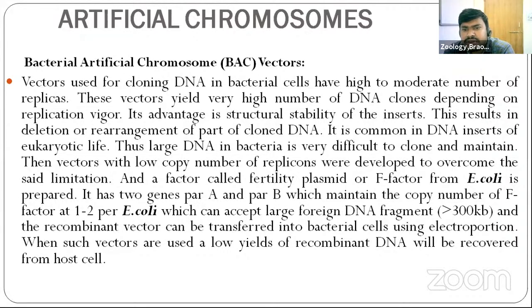So vectors with a low copy number of replicons were developed to overcome the size limitations. The fertility plasmid, or F factor, from E. coli is used. It has two genes, parA and parB, which maintain the copy number of the F factor at 1 to 2 per E. coli, which can accept large foreign DNA fragments. The recombinant vector can be transferred into bacterial cells using electroporation. When such vectors are used, a low yield of recombinant DNA is recovered from the host cells.